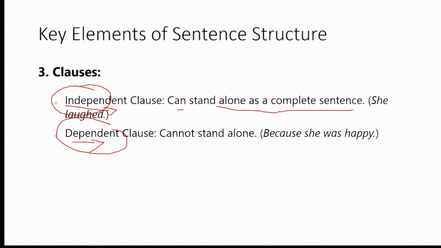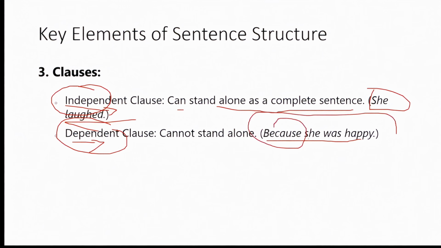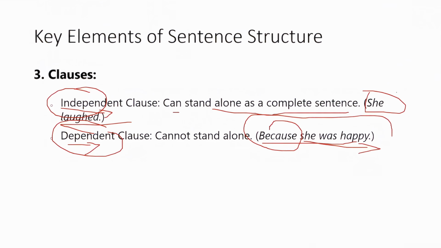An independent clause can stand alone as a complete sentence. When we talk about an independent clause, we don't need to focus on any other thing or another part. We can understand the meaning completely. For example, she laughed. It's clear: she laughed. So this is an independent clause. Because she was happy. This is telling the reason why she was laughing, she was happy. So this is a dependent clause.